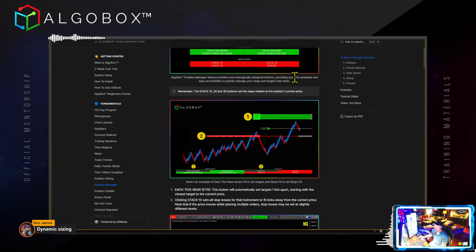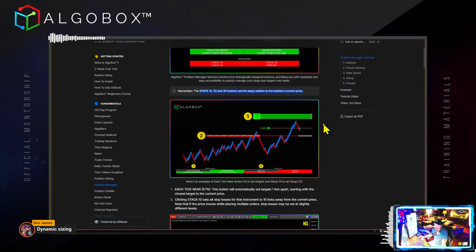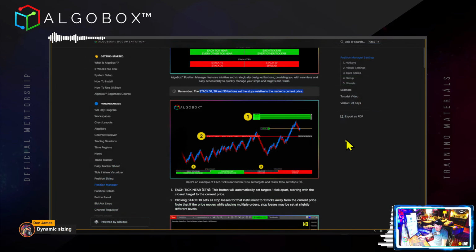Intuitive and strategically designed buttons, providing you with seamless and easy accessibility to quickly manage your stops and targets mid-trade. Remember the stack 10, stack 30, and 20: the stops are relative to the market's current price. Why does that matter? Current price, not your entry price. Trust me, you would not want that. People have asked many times, but later on you notice, if you've ever been in a position, you'll know what I'm talking about once you understand as the trade is moving. You want the current price, not where you entered, whether it is ahead or behind of where you're at. From the current price is where those are going to apply.